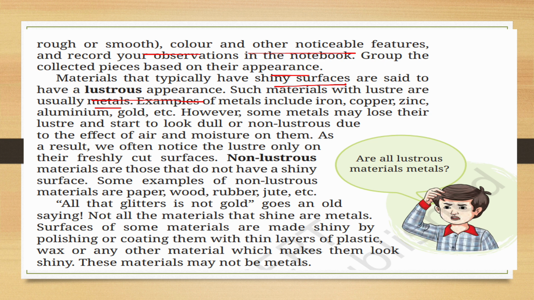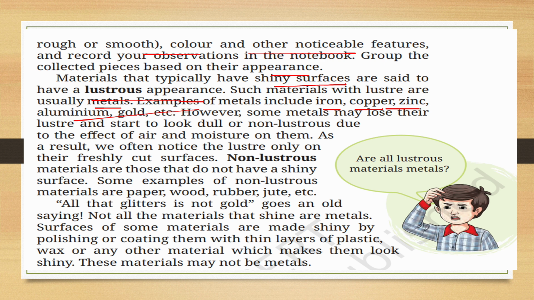So, materials that have shiny surfaces are said to have a lustrous appearance. Lustrous means something is shiny, bright and reflecting light smoothly. It often refers to surfaces that have a polished or glossy appearance. So, materials with a luster are usually metals. Examples of metals include iron, copper, zinc, aluminium, gold, etc. So, these metals have a lustrous appearance.